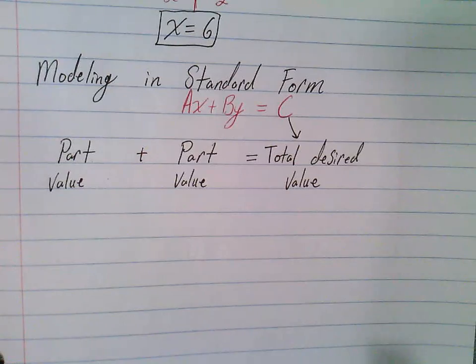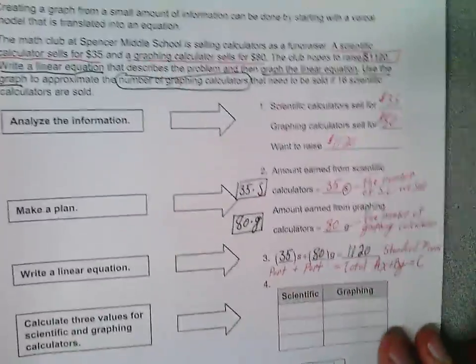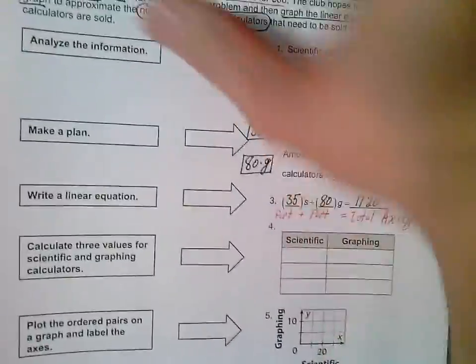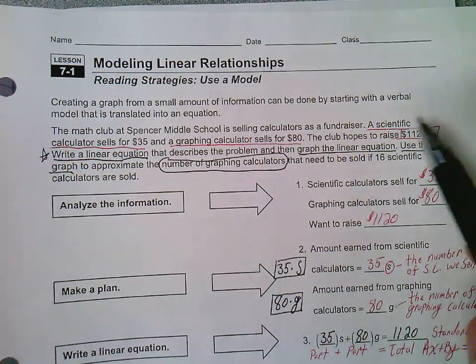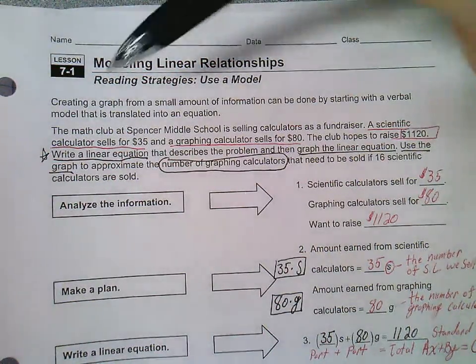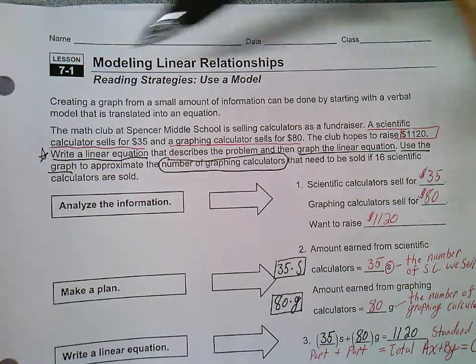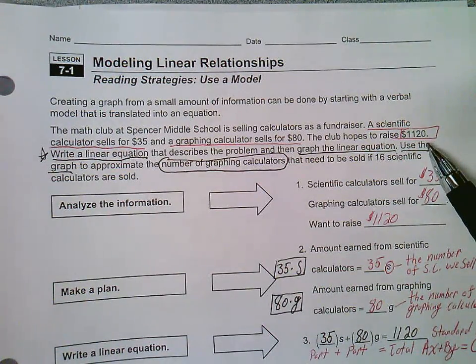Okay, so let's pick up on the example we left off with on Monday. I know it's been a crazy long time, but let's pick up right where we left off and do a little bit of a walkthrough of this stuff. All right. So we were talking about selling calculators. We had scientific calculators for $35, and then we had graphing calculators for $80. Those graphing calculators are expensive. And we wanted to raise $1,120.